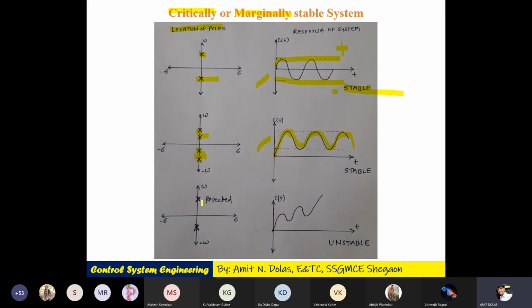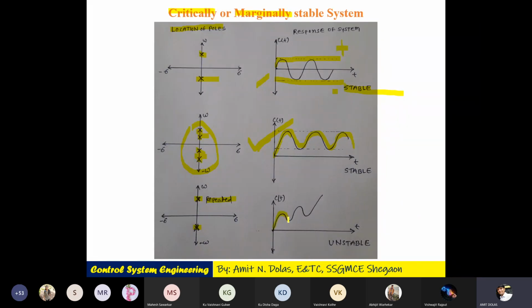And last, you can see it is not a repeated pole. Repeated means if there is a double pole at the same place, that is repeated, but more than one pole on the axis will provide you a response like this. Still it is marginally stable, but repeated pole, same pole, suppose plus j and minus j, these are repeated, then what will happen to the response?